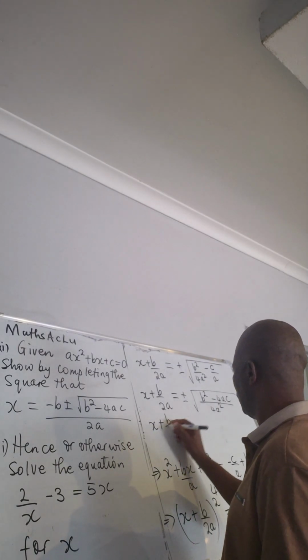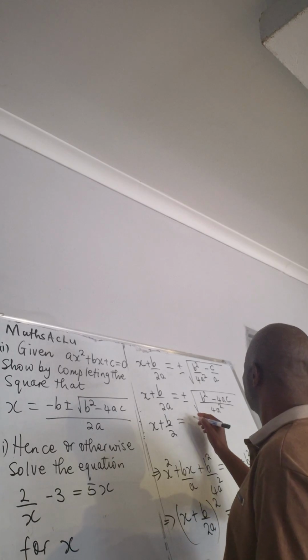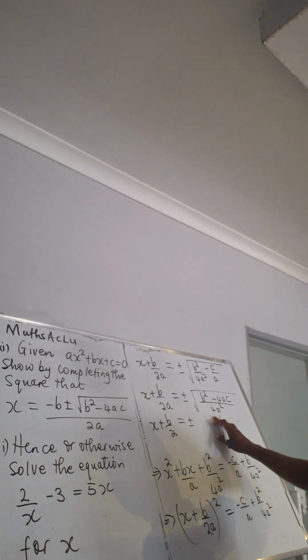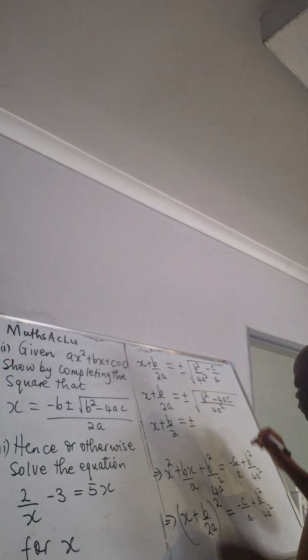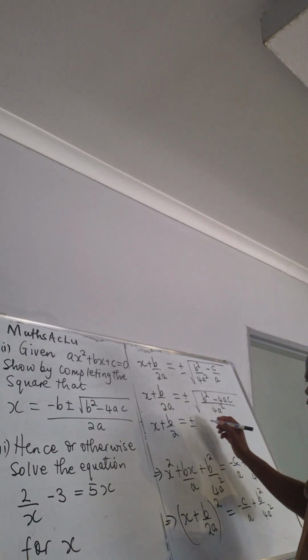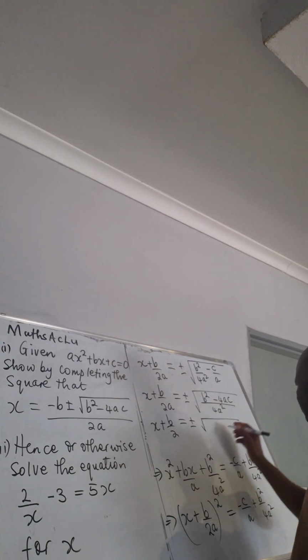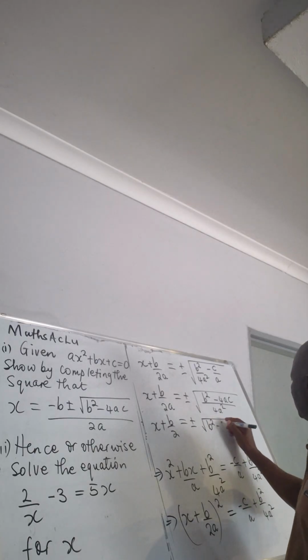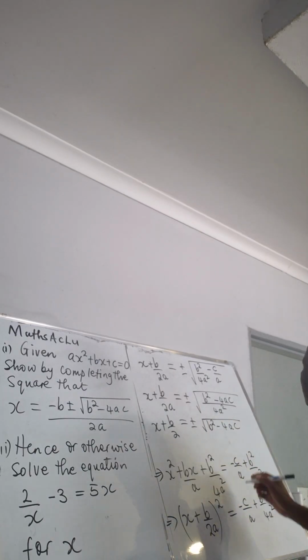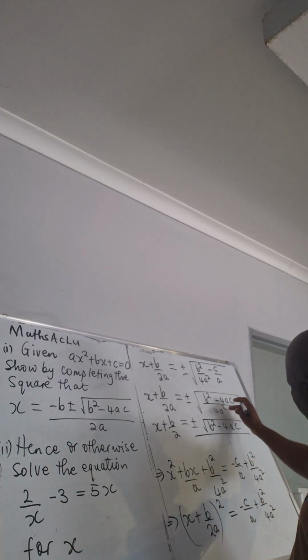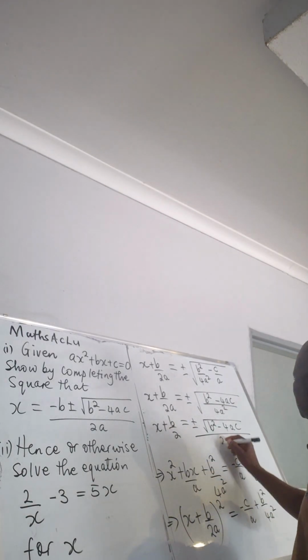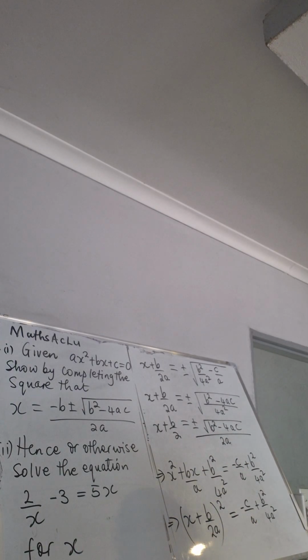X plus b over 2a is equal to plus or minus. Right, this is a fraction. We want the square root of a fraction. That means you get the square root of the numerator and the square root of the denominator. So the square root of the numerator, you can't get the exact square root there. You still get root of b squared minus 4ac, all over. Then the square root of 4a squared is going to be 2a. All right? It's going to be 2a.